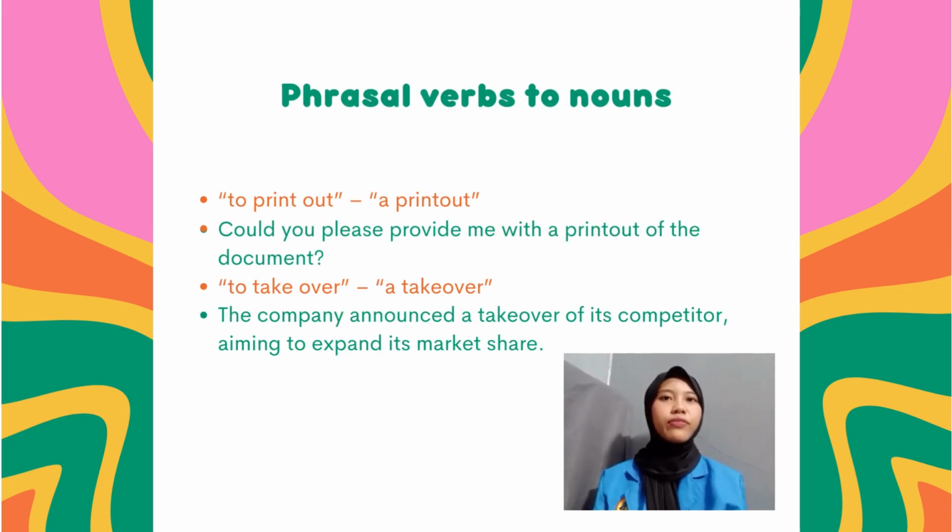The last one, we got phrasal verb to nouns. So the word to print out has the meaning to produce a copy of a computer document from a printer. And then when it becomes a noun, it has a different meaning: a page or a set of pages of printed material. So the example in a sentence is: could you please provide me with a printout of this document?